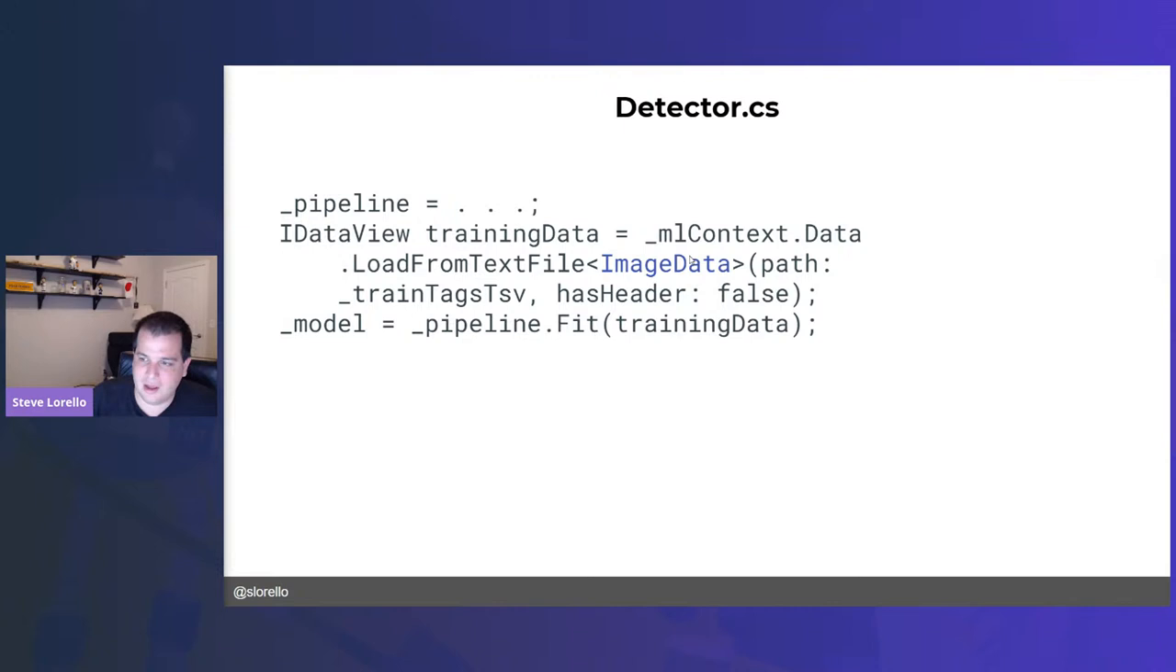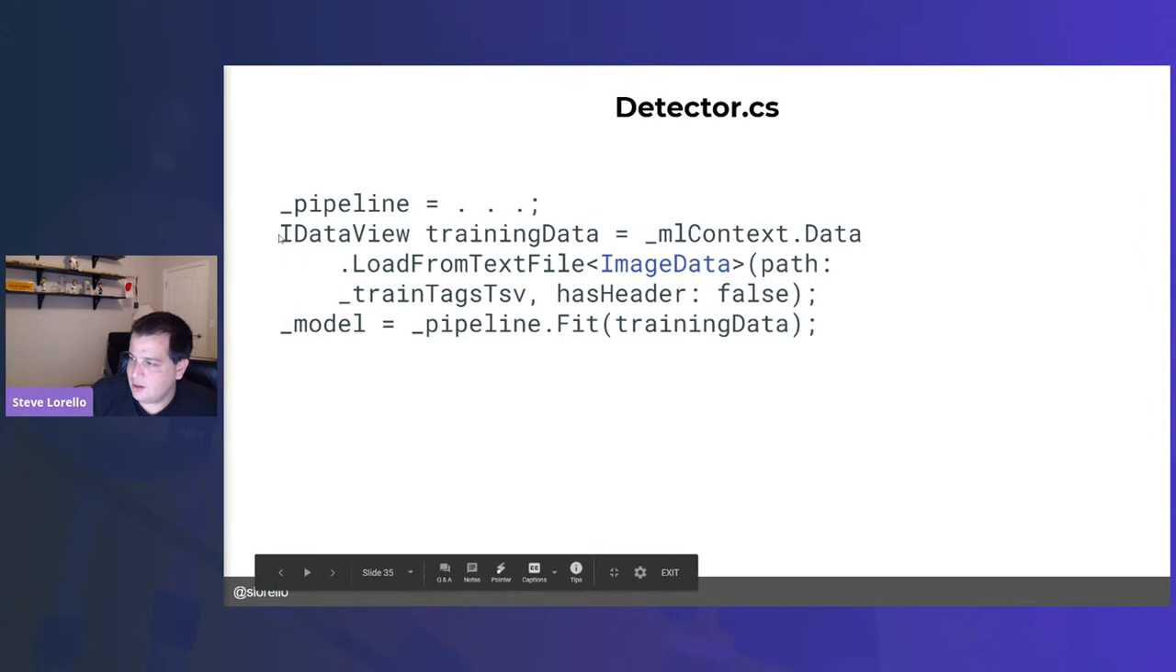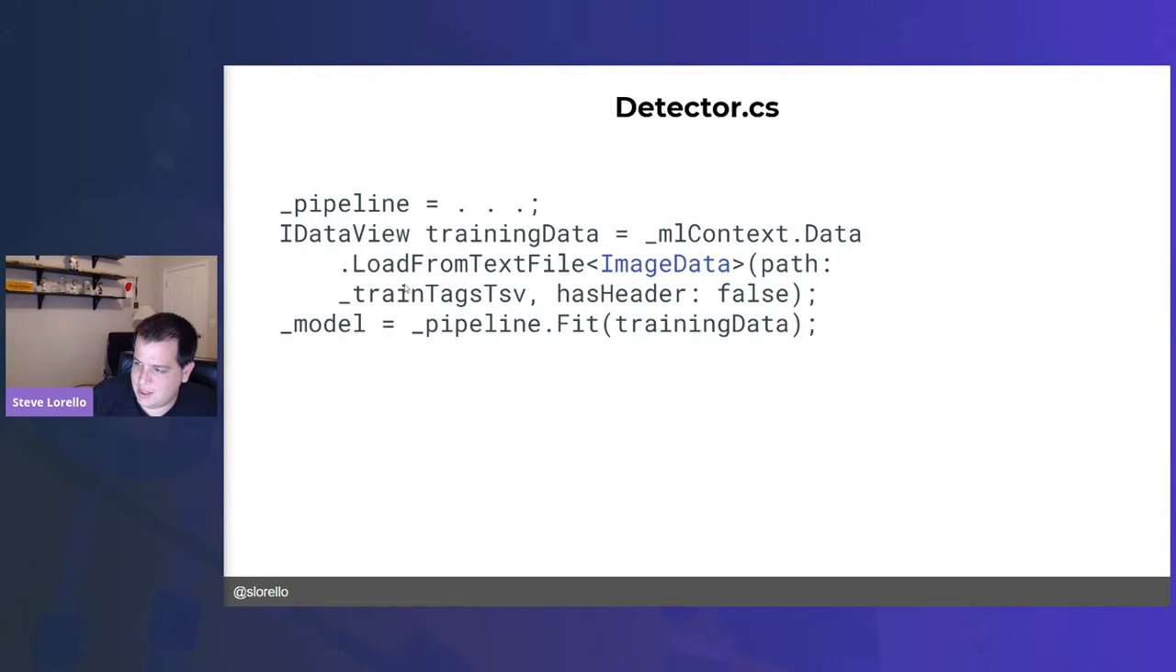On the other hand, we'll fit some training data to our model, and that model is what we're going to be using for the classification. At the end of this pipeline build, we essentially take the data from this train tags TSV file that we're loading all the data in from, and you just use that as your training data. Then you actually have something that you can classify with. The end result of this is this model.